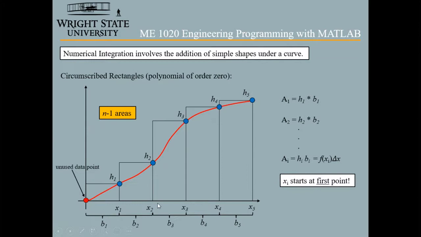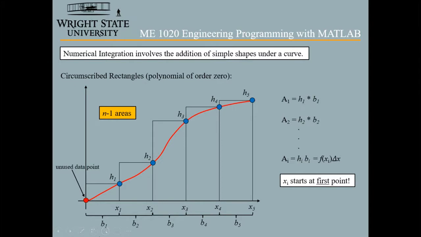In the circumscribed, you have the opposite, where the unused data point is the first one, because in your first rectangle, you're always using the right-hand point. So in this first rectangle, the height is the second point. Then H2 is the third point, H3 is the fourth point, all the way to the end. But you're still using the same equation, base times height, and then you're adding them up.